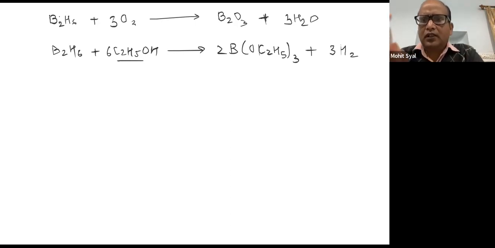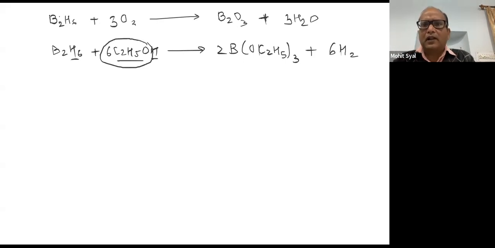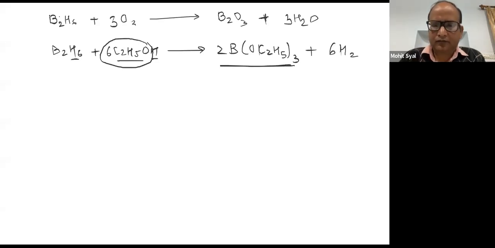So you can put ethanol. Ethanol has this acidic hydrogen, H plus, which comes out, and this H plus is going to combine with the H of the borane, and they are going to form 6 H2 molecules. I will write it as 6. The hydrogen from the alcohol and the hydrogen from the borane join together and form H2 gas. And where are these 6 OEt groups, ethyl groups, going to go? Each boron is trivalent, so each of them is going to join with boron. So that's how we have this. Clear? So this is the reaction.